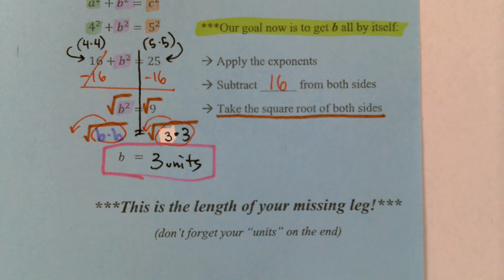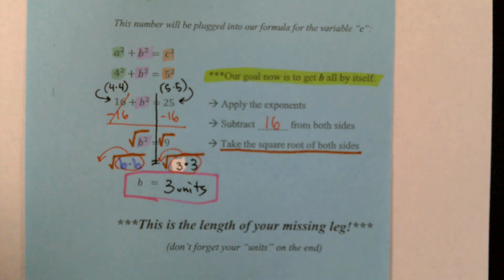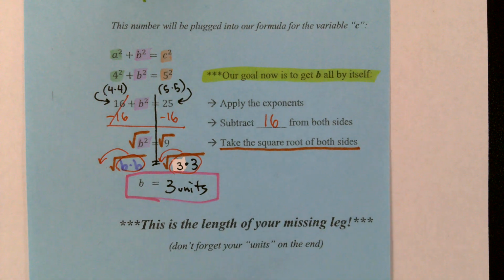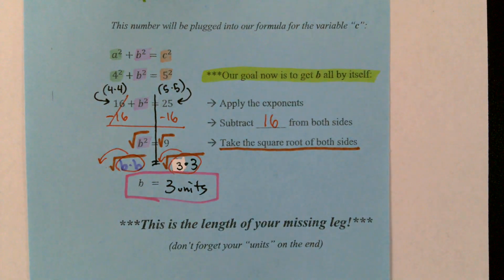That's pretty much it. Are there any questions I can answer about how to find a missing leg? Little bit different process from what we talked about on Tuesday. Slightly different. We got to do a little bit of equation work, but if we remember how to subtract from both sides, we should be good to go.